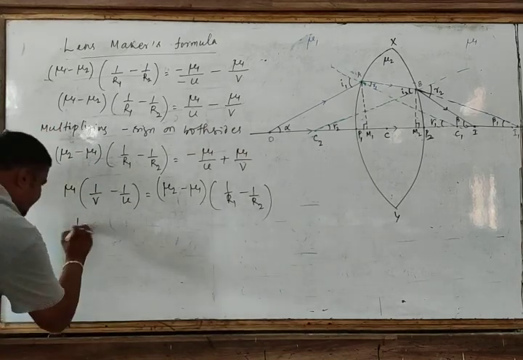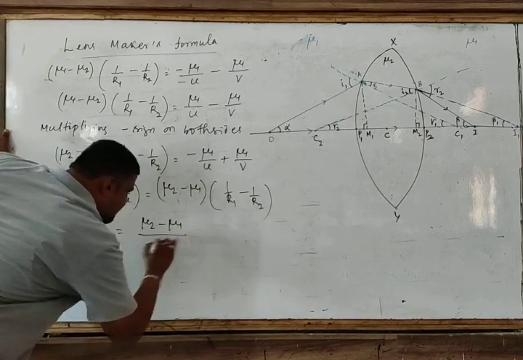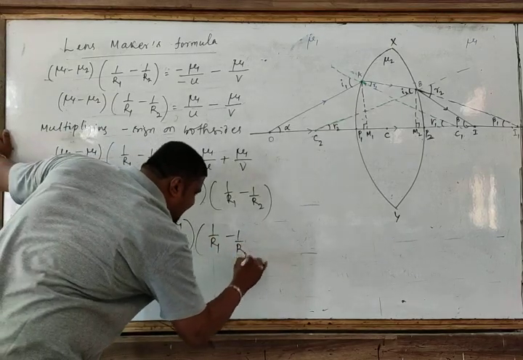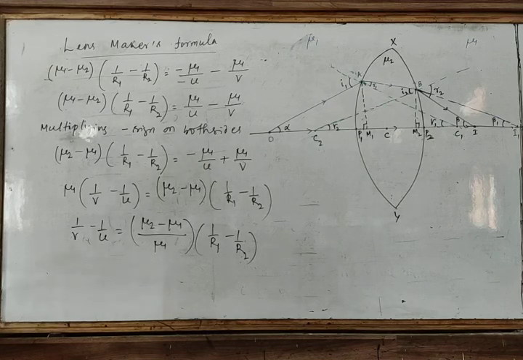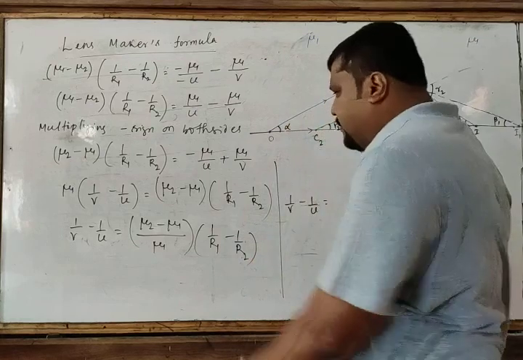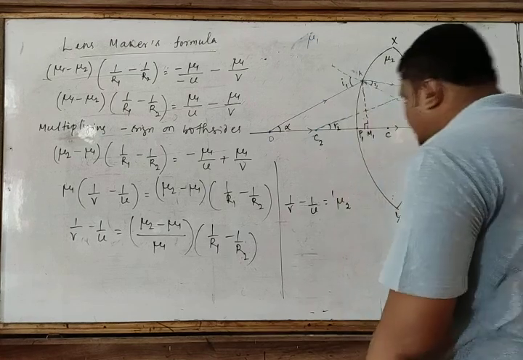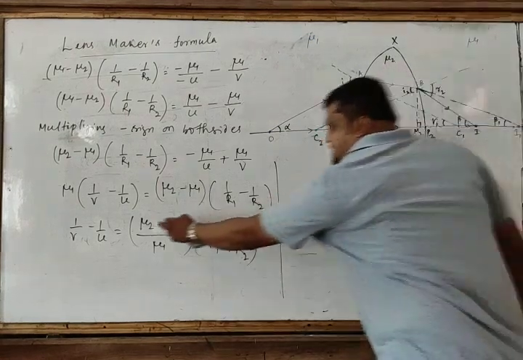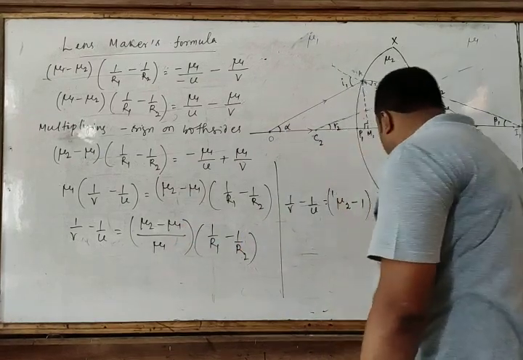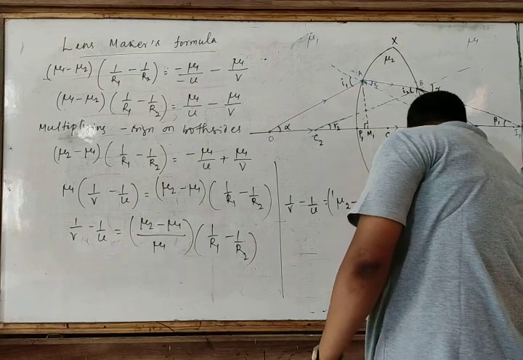So 1 by V minus 1 by U is equal to mu2 minus mu1 divided by mu1 into 1 by R1 minus 1 by R2. Or I can write this as 1 by V minus 1 by U is equal to mu2 by mu1 minus 1, where mu2 by mu1 is the refractive index of the denser medium with respect to the rarer medium, into 1 by R1 minus 1 by R2.